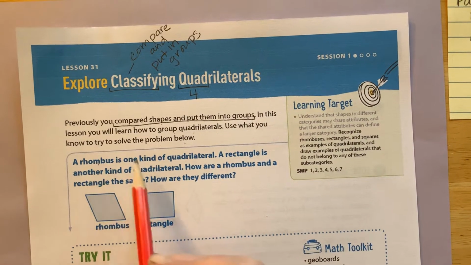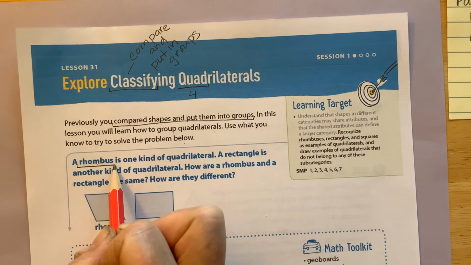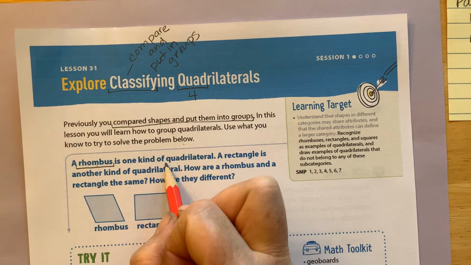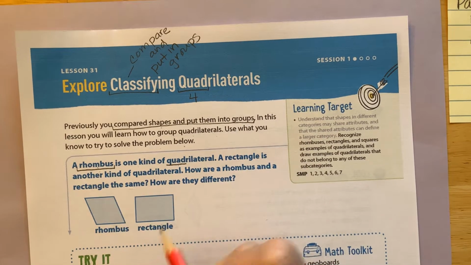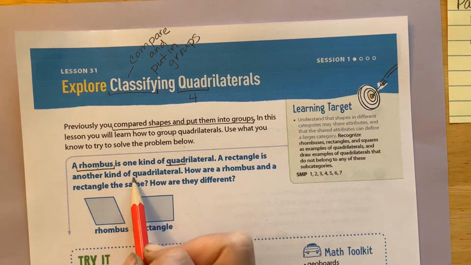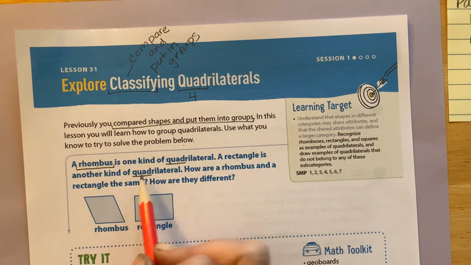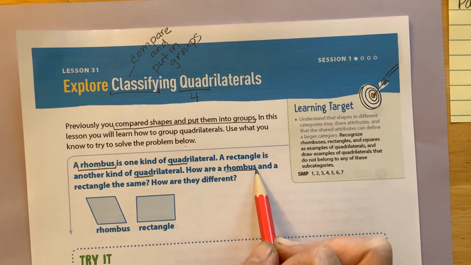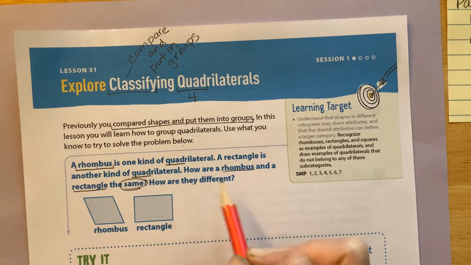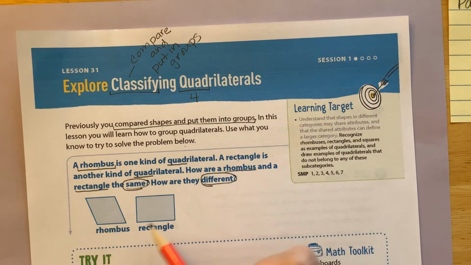A rhombus is one kind of quadrilateral. Okay, rhombus. We're going to learn what a rhombus is. If you don't remember, we're going to go over it. A rhombus is one kind of quadrilateral. That means it is a shape that has four sides. A rectangle is another kind of quadrilateral. Notice the word quad there. So a rectangle is another shape that has four sides. How are a rhombus and a rectangle the same? How are they different?